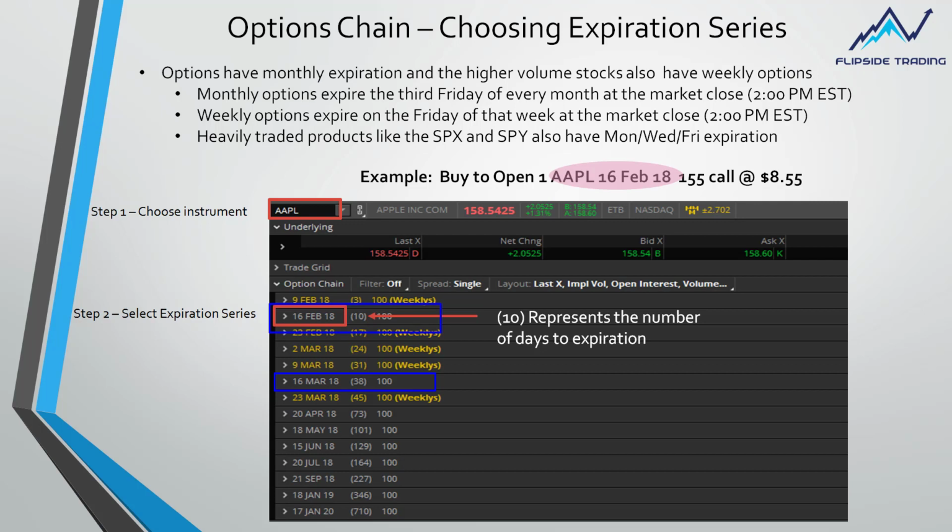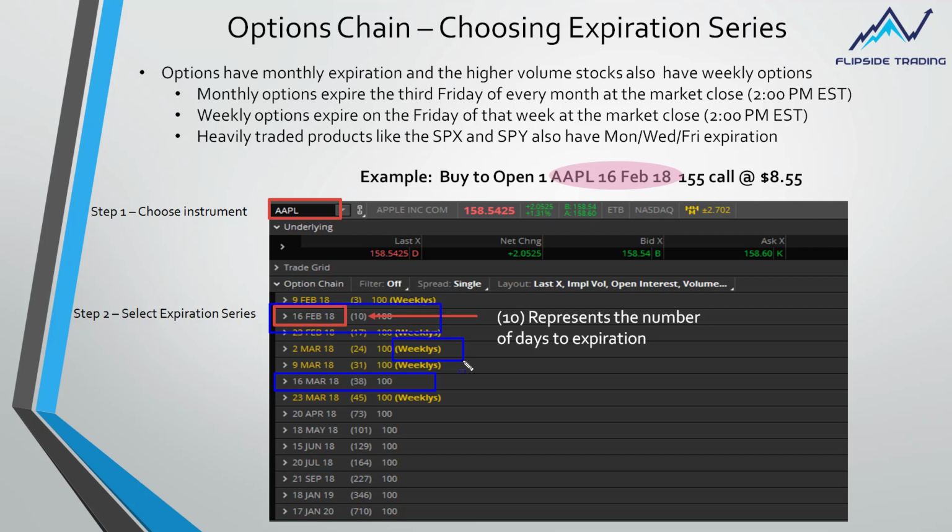It gives us more flexibility. We can be more granular and more precise with our trades, okay? You can see that it's marked here by the weeklies. Now there's also more heavily traded products like the SPX and SPY, which are indexes on the S&P 500. They also will have, instead of just weeklies, expiration on Monday, Wednesdays, and Fridays as well. We will take advantage of those, right? We'll have some credit spread trades that we'll put on Tuesday and they'll expire on Wednesday.